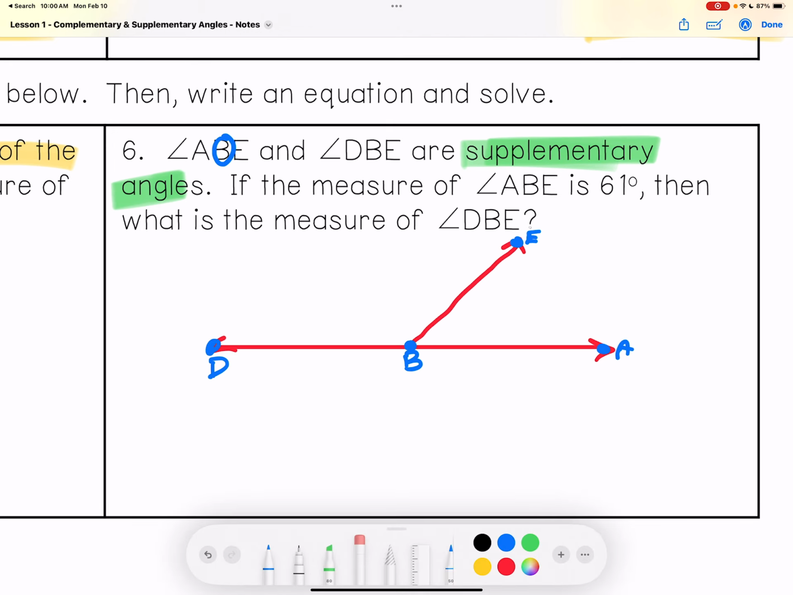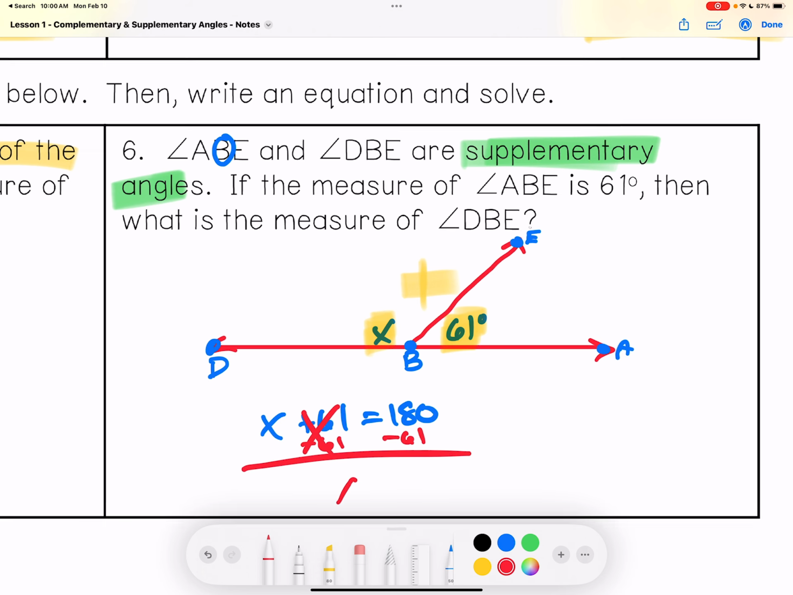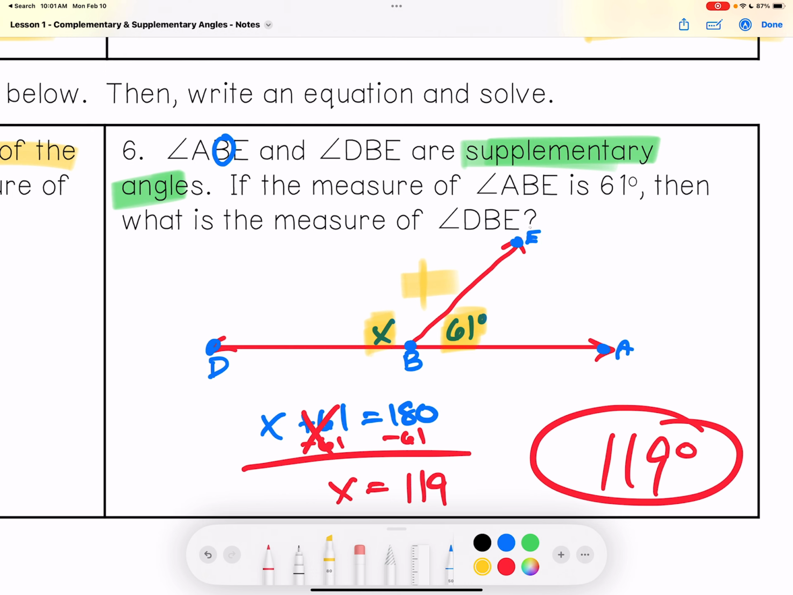All right. And we know that this one was 61 degrees. We don't know this one, but we do know this one plus that one equal 180. So let's write our equation. X plus 61 equals 180. Subtract 61. X equals 119. So the answer is 119 degrees.